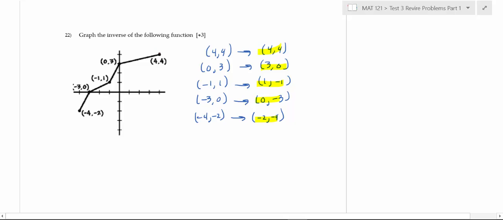Let's start with 4, 4. So that stays the same. 3, 0. That becomes that point. 1, negative 1. That becomes that point. 0, negative 3 is this point. Negative 2, negative 4 becomes that point. Okay, now what we're going to do is just connect these into line segments, and then we'll have a good graph of our inverse.